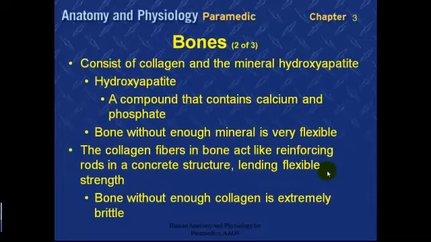Bones consist of collagen and the mineral hydroxyapatite. Hydroxyapatite is a compound that contains calcium and phosphate. Without this mineral, the bone is very flexible. Collagen fibers act like reinforcing rods in concrete, as I mentioned before, which also lend flexible strength.